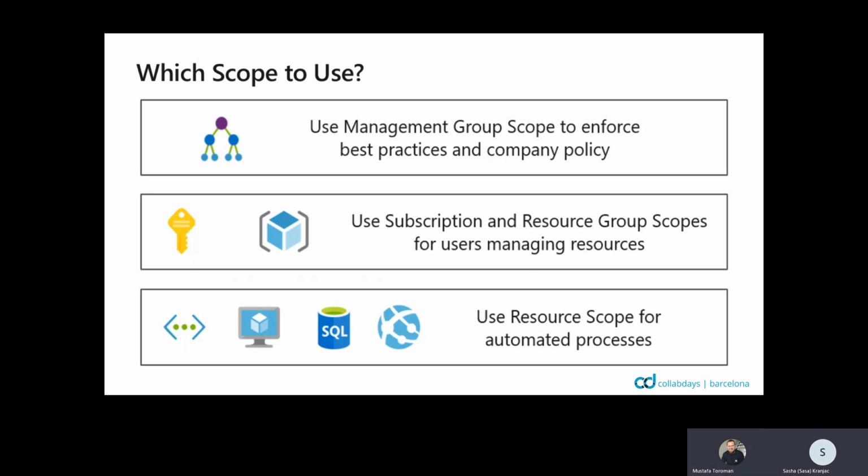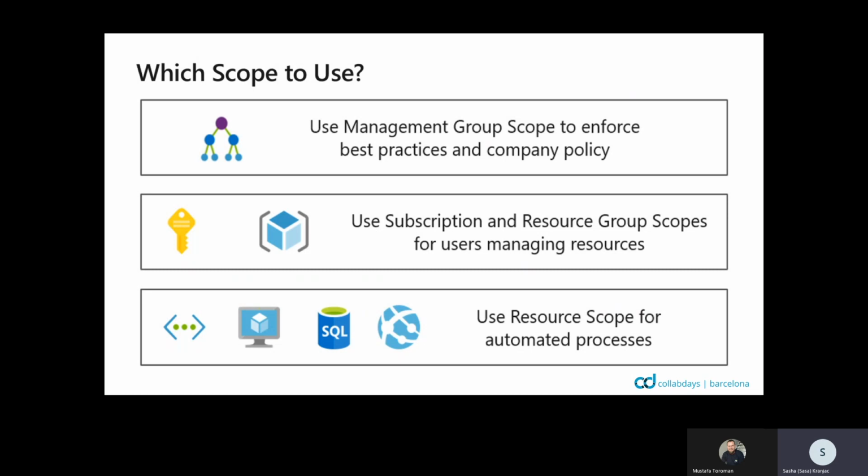Yes, basically, this shows us a general guide on how to use scoping for different things. We would use management groups to enforce best practice and compliance policy. We will mention policy right after that. Then resource group scopes are for users that are managing resources, and we can use a resource scope for automated processes and so on. Both subscription and resource group levels are used for user permissions.